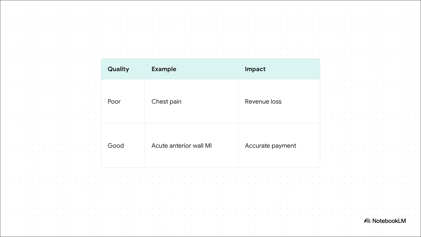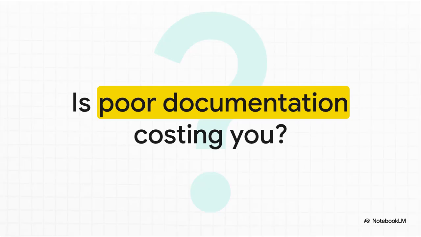Think about it. If the discharge summary just says chest pain, you lose out entirely on the severity of the case. But if it specifies an acute anterior wall MI managed with PCI, well, now you've secured the right DRG tier and accurately reflected the intense resources your facility utilized. Precision isn't just for coders, folks. It is a clinical and operational mandate. Every single vague note or missing POA indicator is quite literally leaving earned resources on the table.